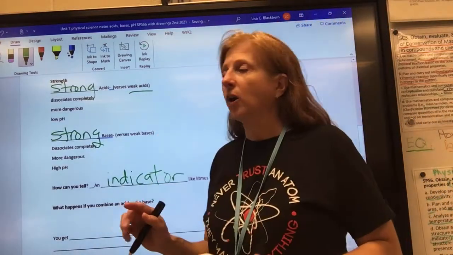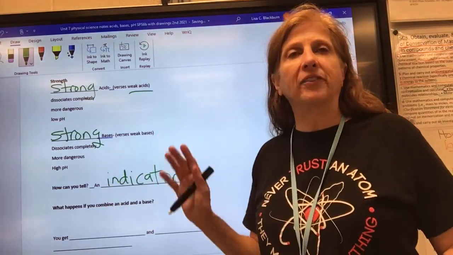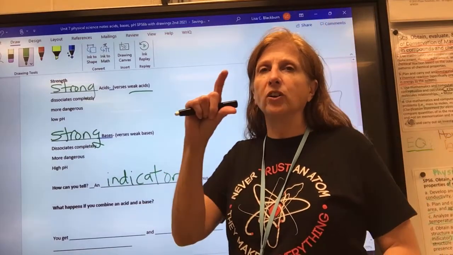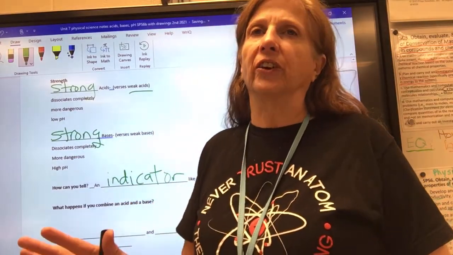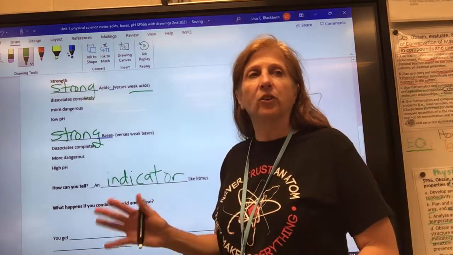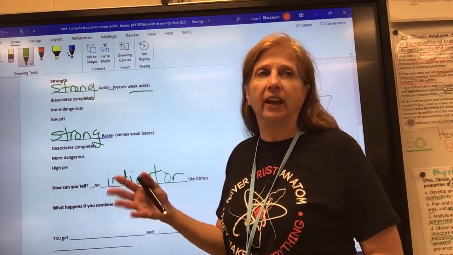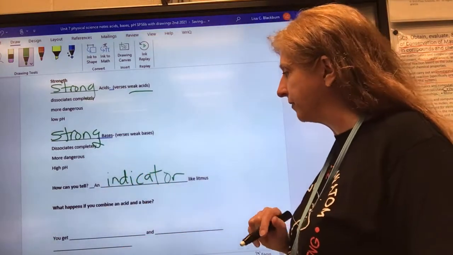You did that before. Well, there's other ones besides litmus. There's one called universal we're going to use. There's a liquid one called universal indicator. We're going to use several different indicators to test and see what's an acid and what's a base.